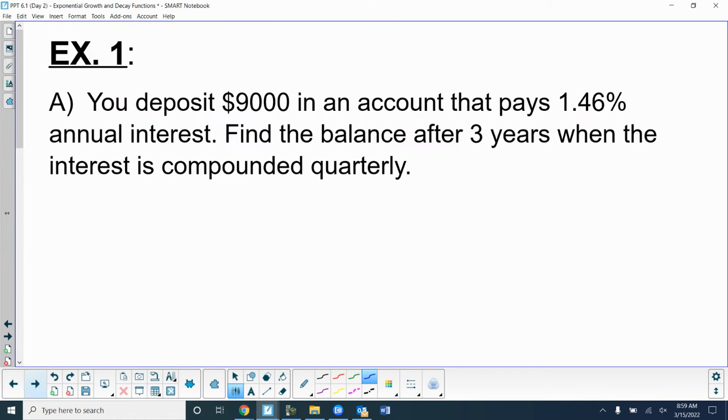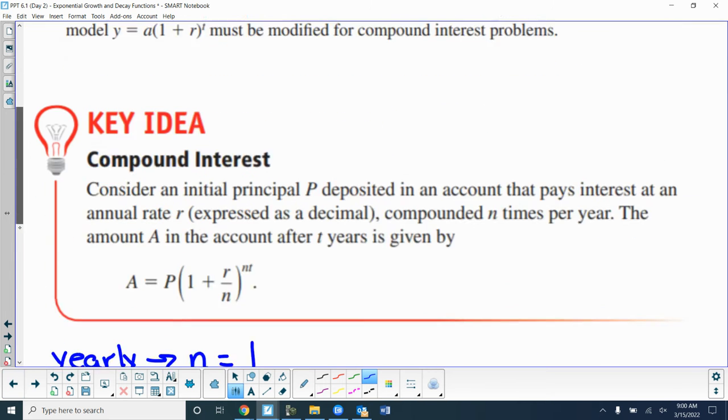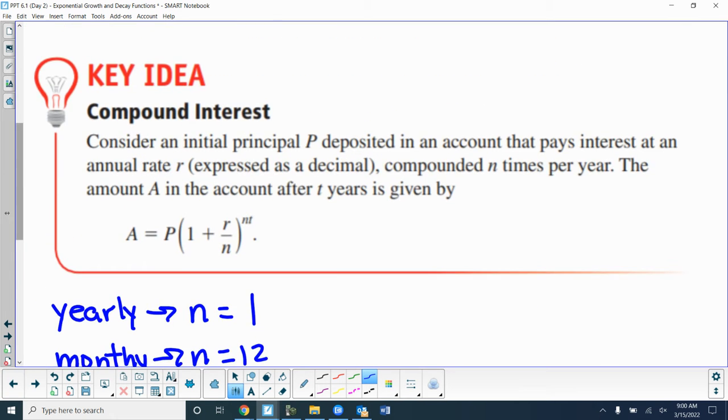Okay. All right, so it says you deposit $9,000 in an account that pays 1.46% annual interest. Find the balance after 3 years when the interest is compounded quarterly. All right, so again, we use this formula. A equals P times the quantity 1 plus R over N to the N times T power. All right, make sure I remembered that right. All right, 1 plus R over N to the NT power.